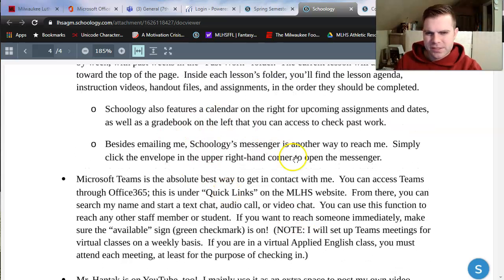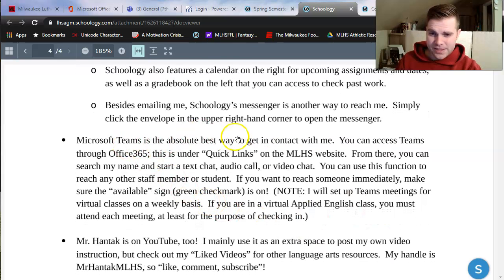There's also Schoology's Messenger on the upper right-hand corner. It's not my favorite messenger in the world, and Teams is infinitely better. But besides emailing me, Schoology's Messenger is another way to reach me. Microsoft Teams is the absolute best way to get into contact with me. You know how to access it because I showed it earlier in this lesson anyway.